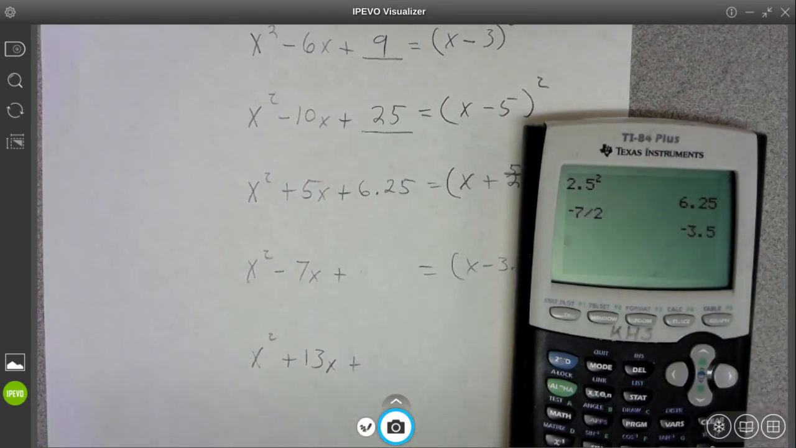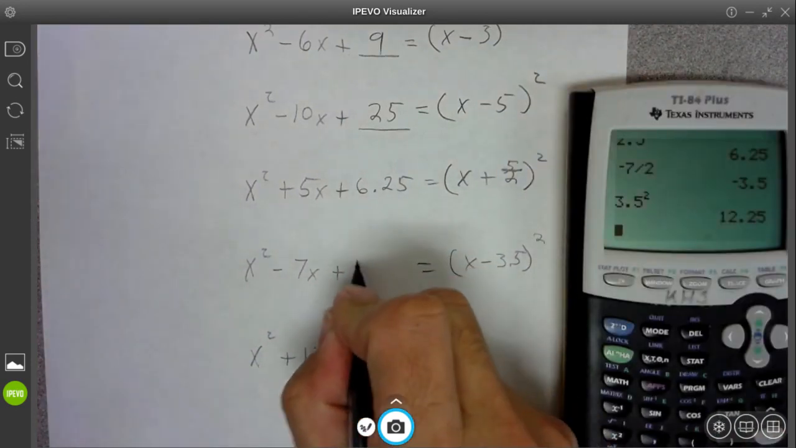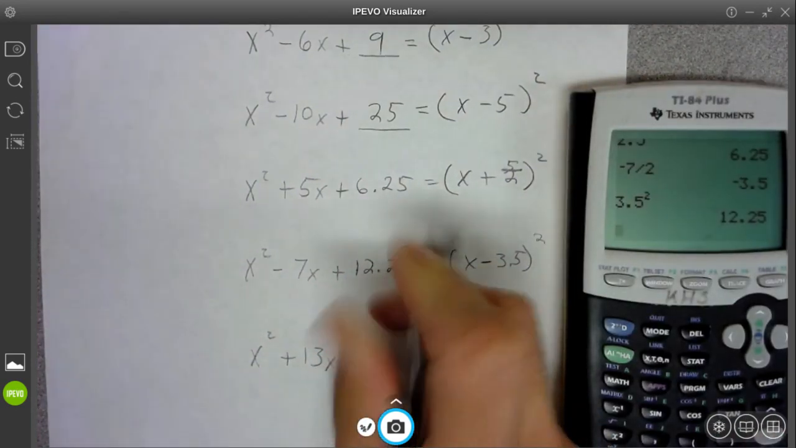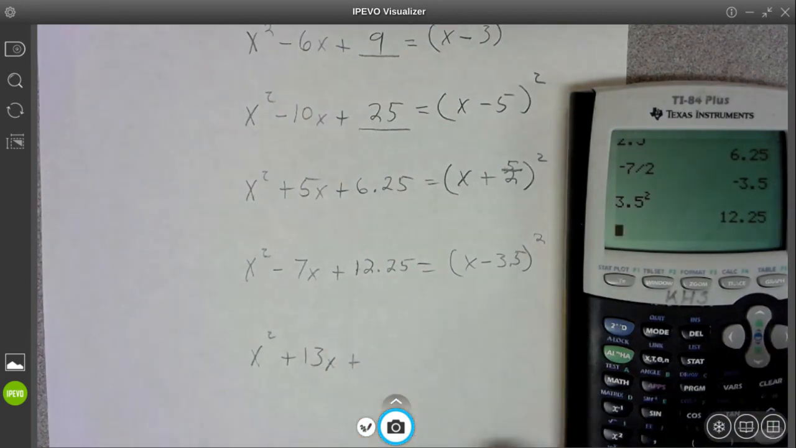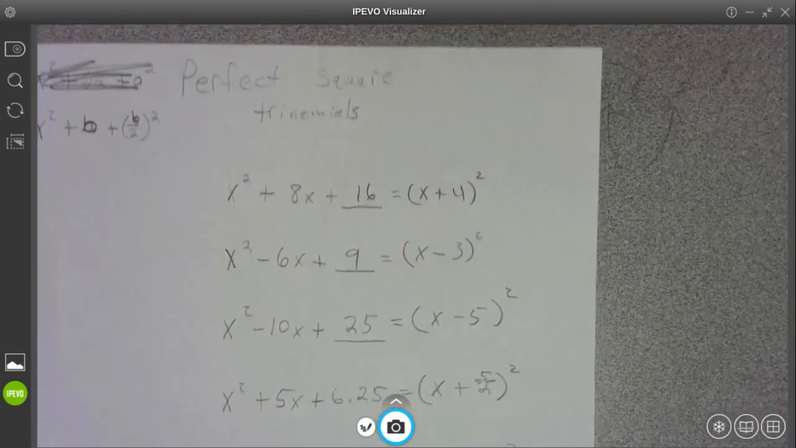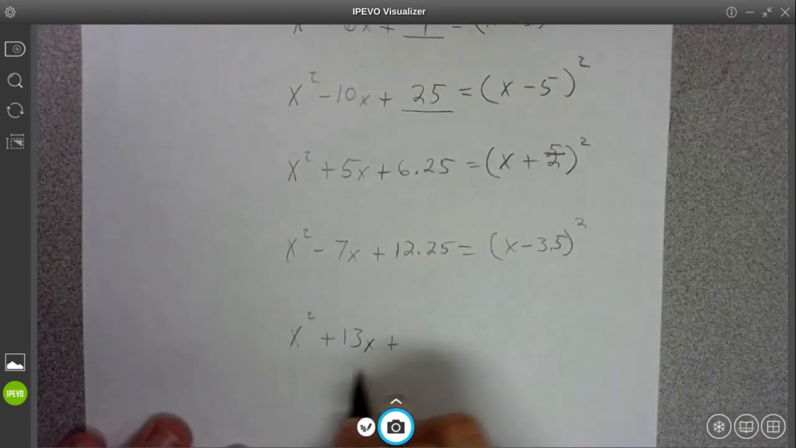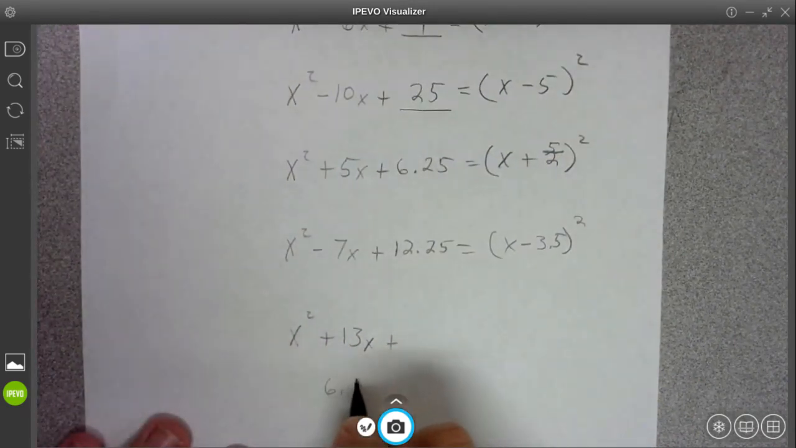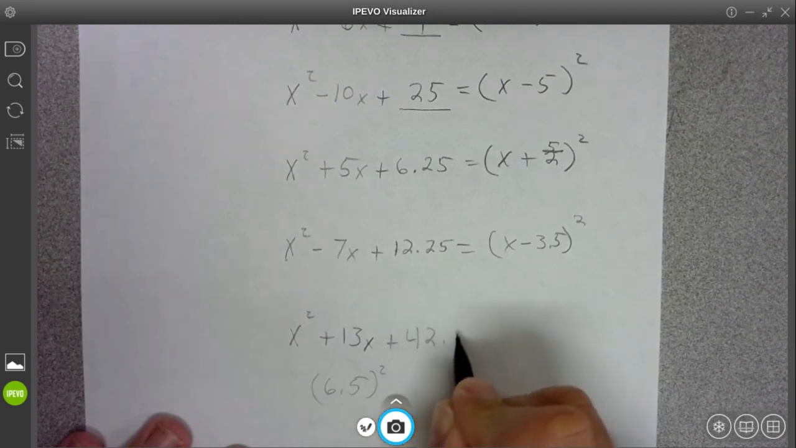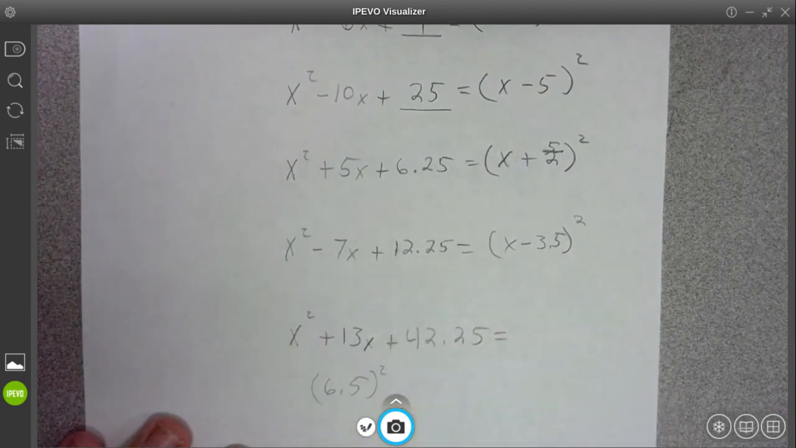Half of that is 3.5. Ignore the negative if you want. And that's 12.25. This is going to be the only part you guys have to do, is that completing the square part. That makes these a perfect square trinomial. Half of 13 is 6.5. And when you square that, you're going to get 42.25.